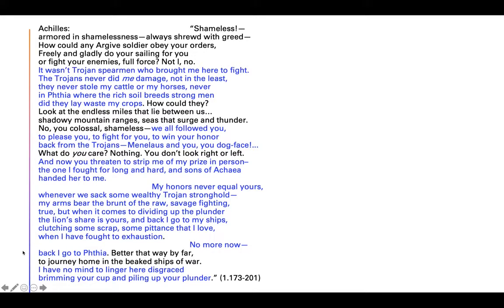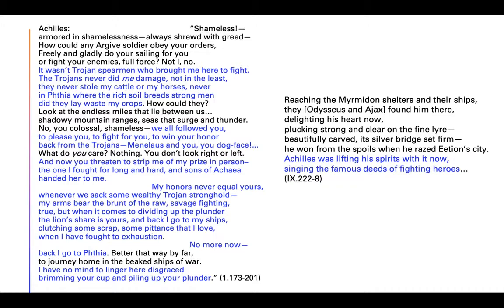So here Achilles says, no more now, back I go to Phthia, that's his hometown. Better that way by far, the journey home in the beaked ships of war. I have no mind to linger here disgraced, brimming your cup and piling up your plunder. So basically, he's going on strike. You know, he's like, I'm not doing this anymore. I'm tired of this.